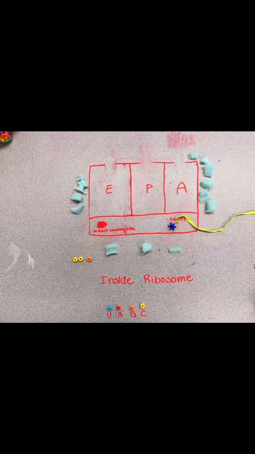Okay, so the ribosome is composed of three sites: the E site, the P site, and the A site. The P site is the area that holds the tRNA with the growing polypeptide chain. The A site holds the next coded tRNA and amino acid in the sequence. And the E site is the exit site where the finished tRNA leaves the ribosome.